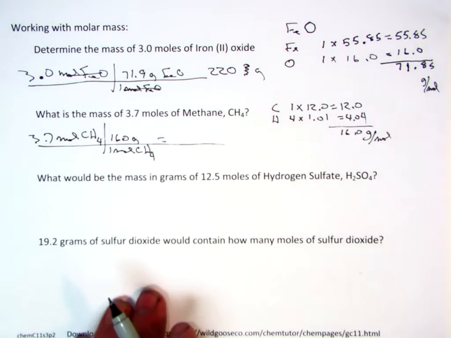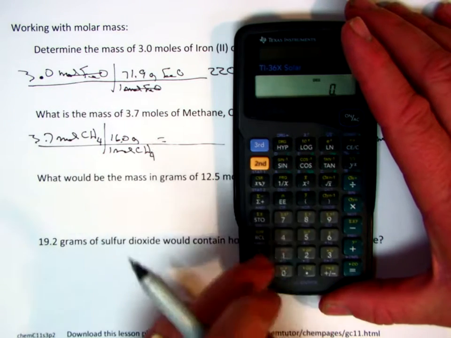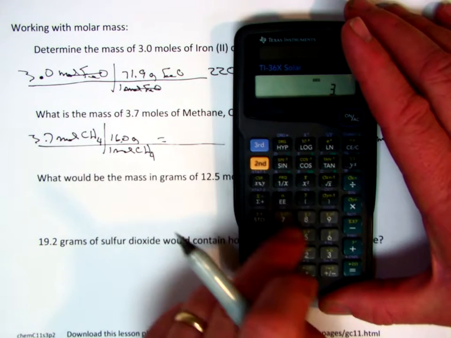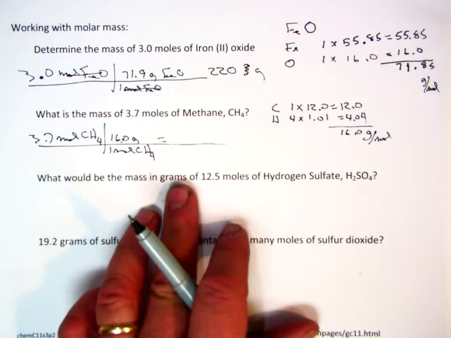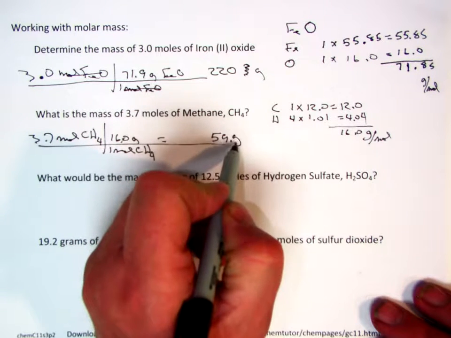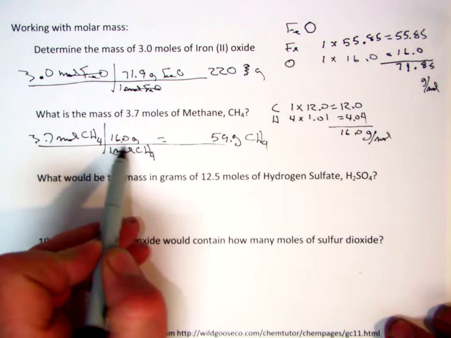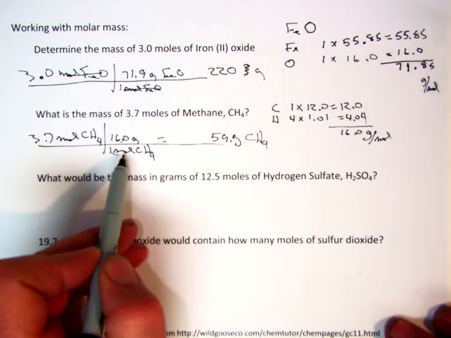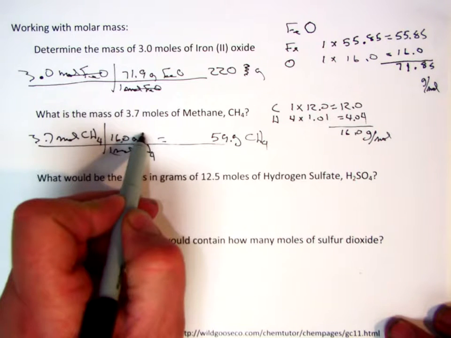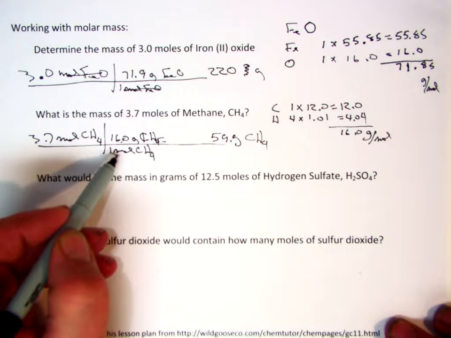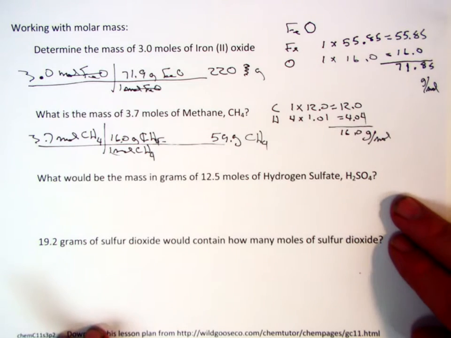So now we just take 16.0 times 3.7, to two significant figures, which is going to give us 59 grams. Straightforward, whatever you start with here must go down in the denominator from our conversion factor, and that's what we call these equivalents. 1 mole of CH4 is equal to 16.0 grams of CH4. So those two things have to be equal in order to convert here. What would be the mass in grams of 12.5 moles of hydrogen sulfate?